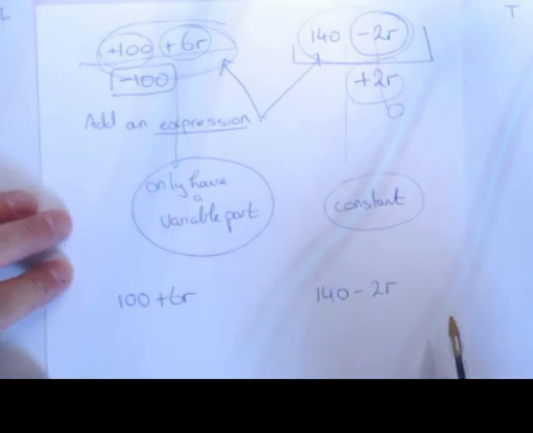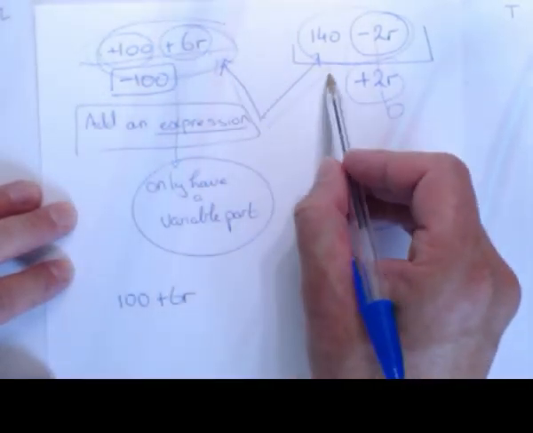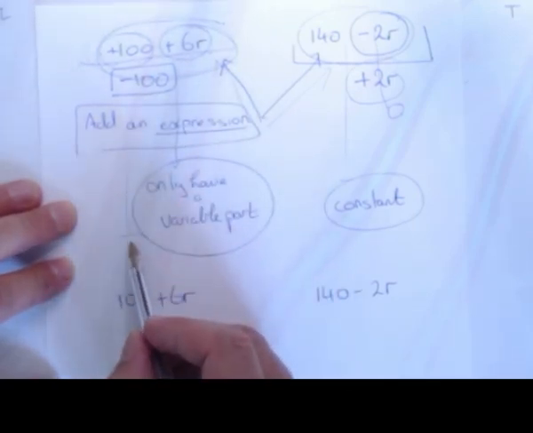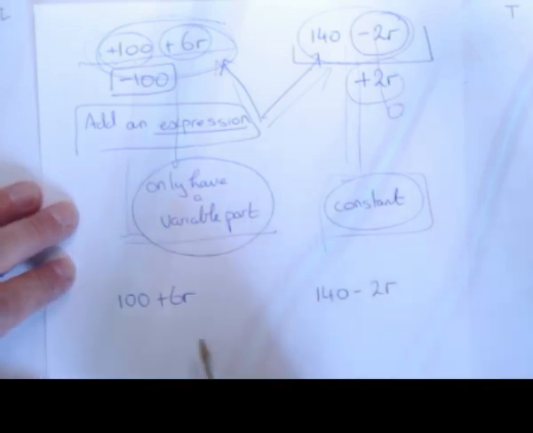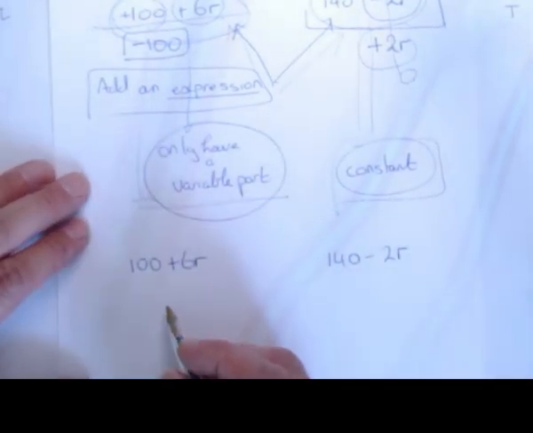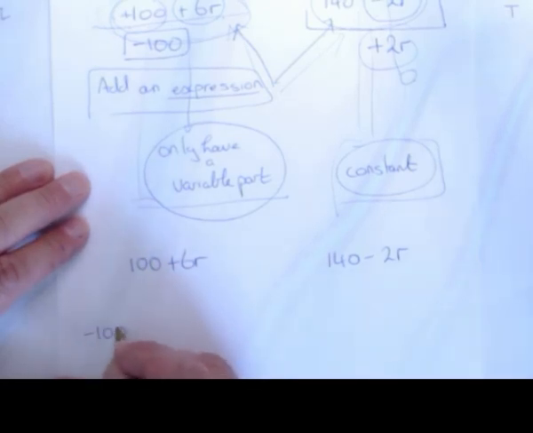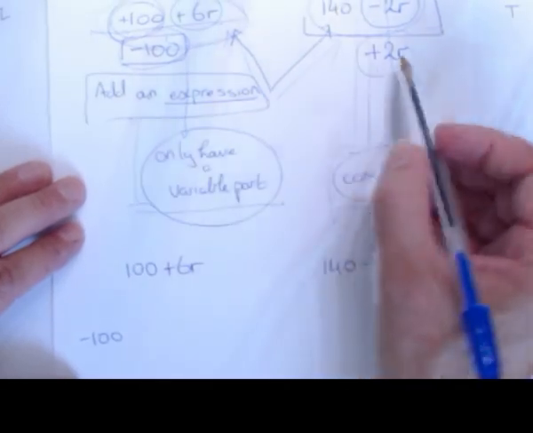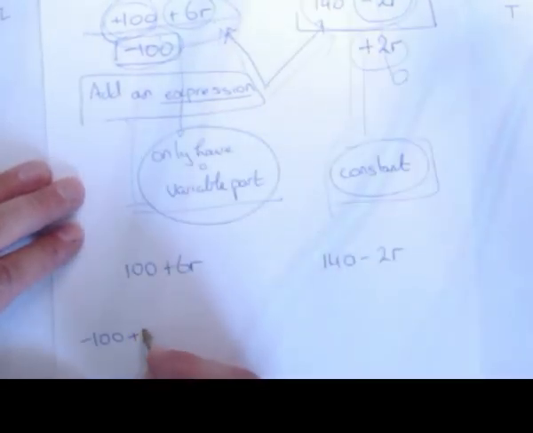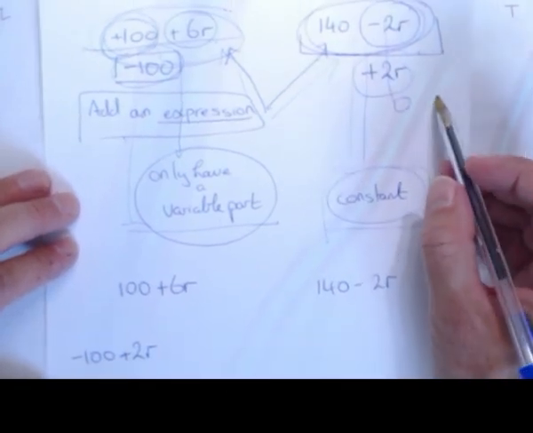So in this question, I'm asking you to add an expression to this and to this so that this one only ends up with a variable part and this one only ends up with a constant part. So I suggest the expression that we're going to add is going to be minus 100 to get rid of this constant part and plus 2r to get rid of this variable part in the second expression.